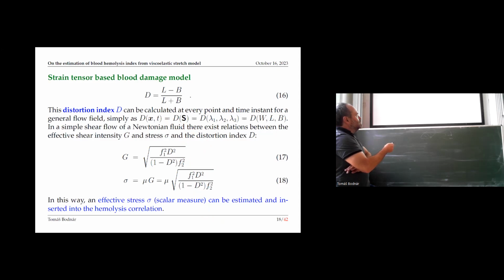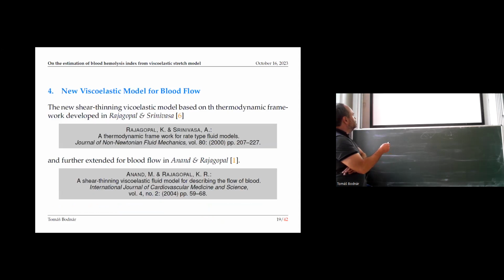So this is the advantage. It can be done, and it can give you some prediction. It's of course much more expensive than the original model, where you have just some simple formula for the scalar measure of stress, but it's doable. And this is a new trend, a new fashion in this blood damage modeling.